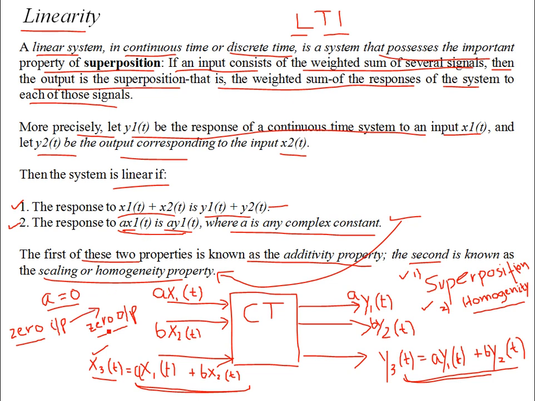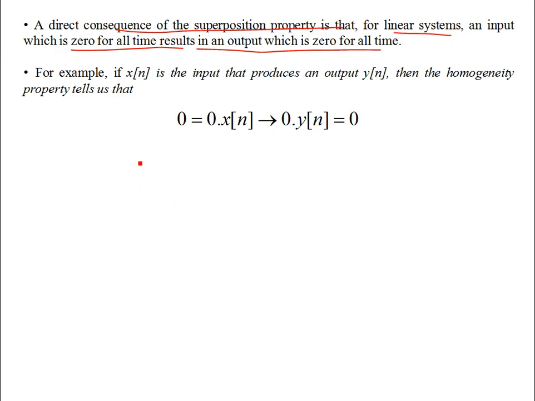So zero input should lead to a zero output. What it means is that the scalar is zero. You make a zero input like this, scalar is zero, then the output should also be scaled by zero. If that is true, then you proceed with the principle of superposition. Not otherwise. If this doesn't hold, the system is nonlinear. The zero input does not lead to a zero output.